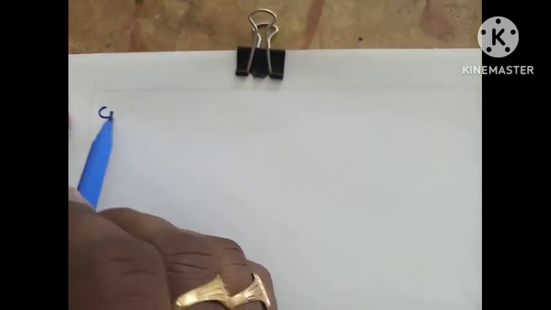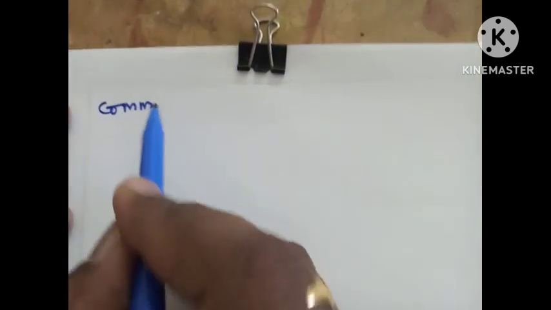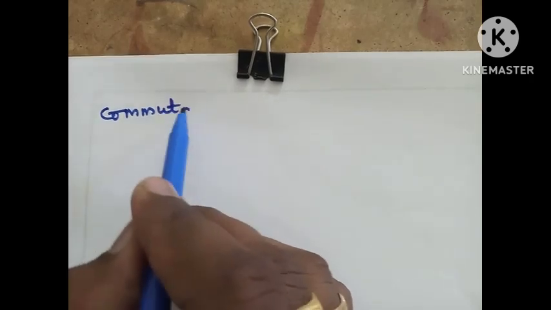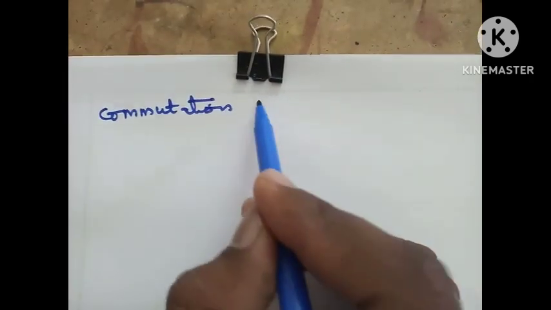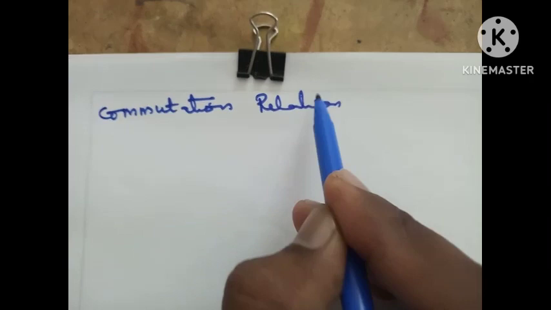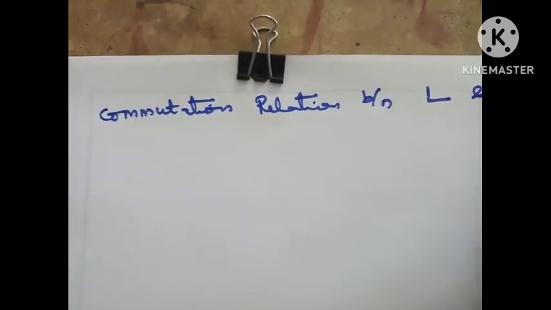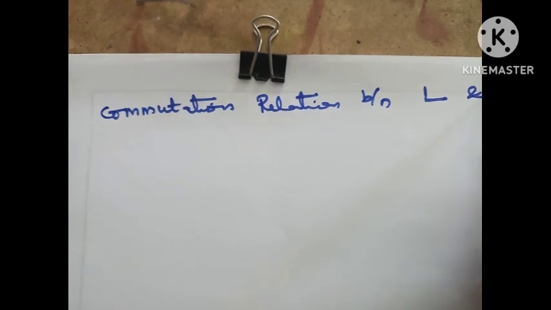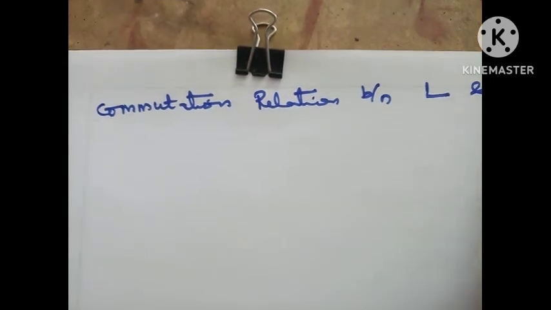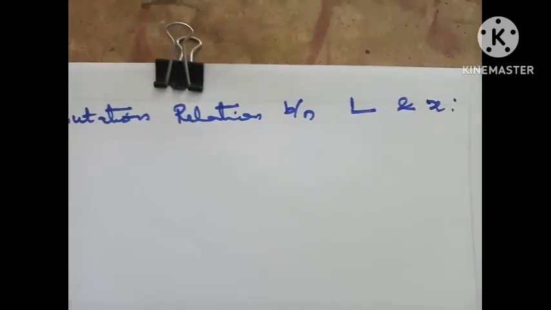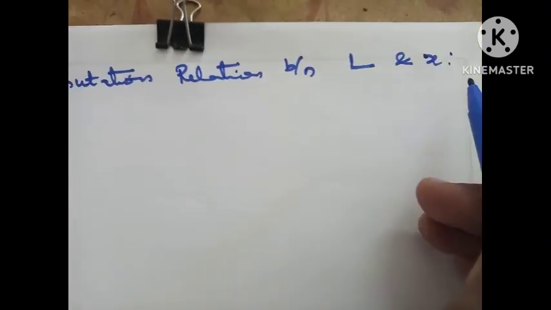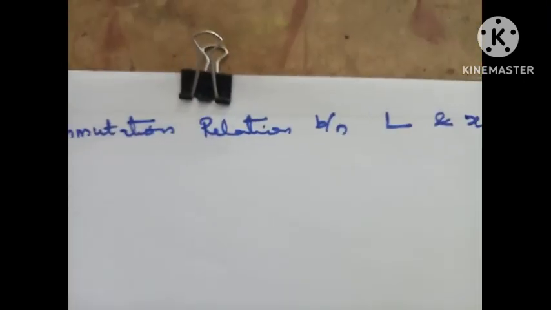Next we'll see the commutation relation between L and position X. Here I'm taking L and position, which means I'm taking X there.